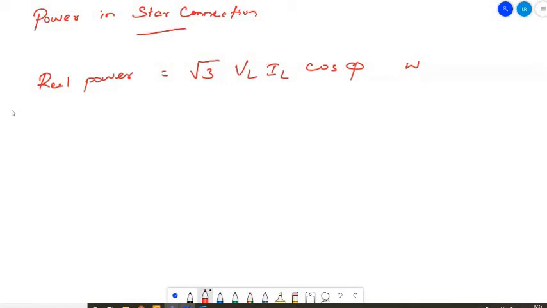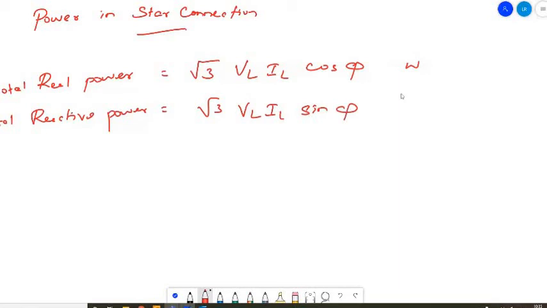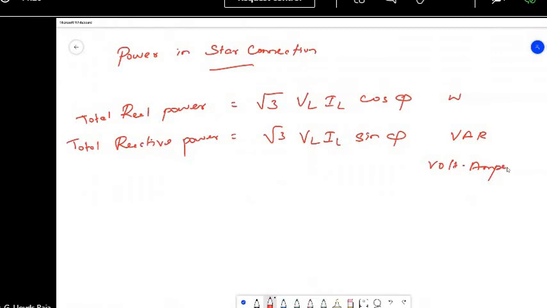And similarly the reactive power, total reactive power and the total real power. Reactive power was found to be root 3 times VL IL sin phi. So if you had written the unit of this as watt, please rectify it as VAR, volt ampere reactive.